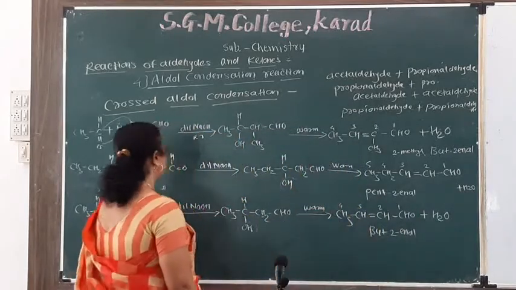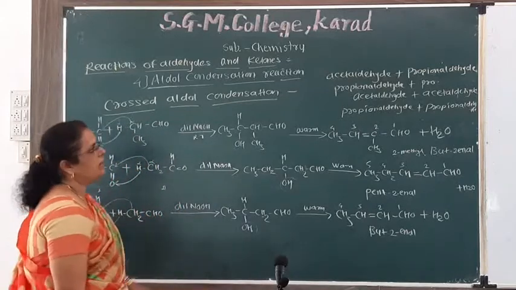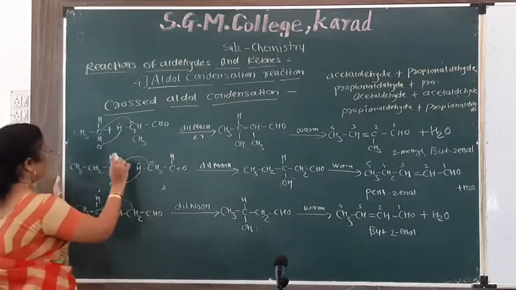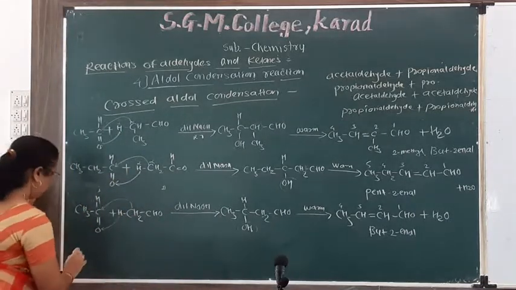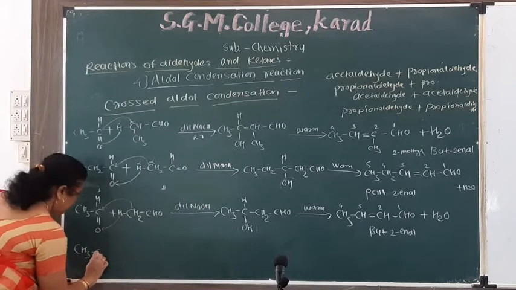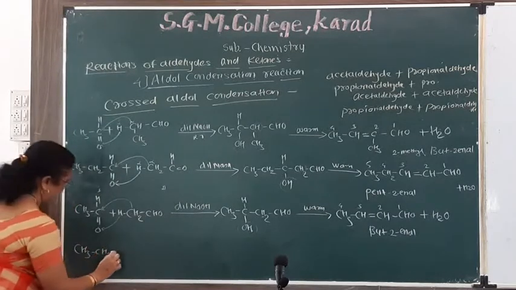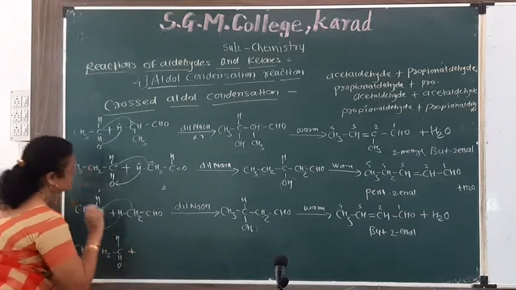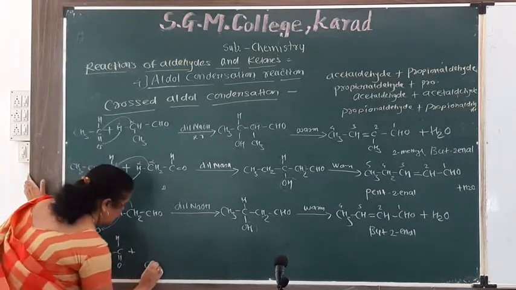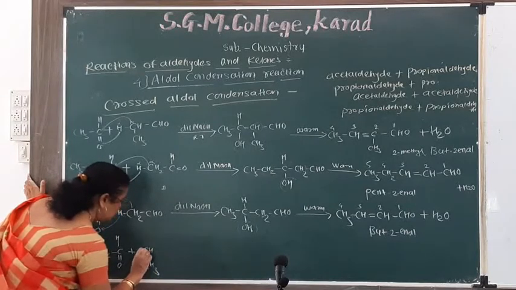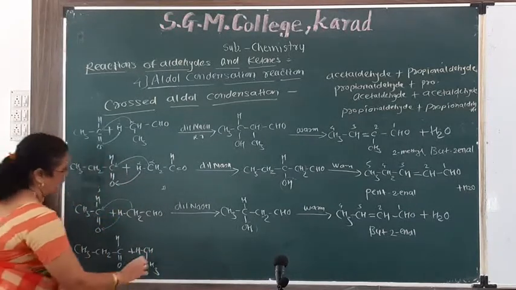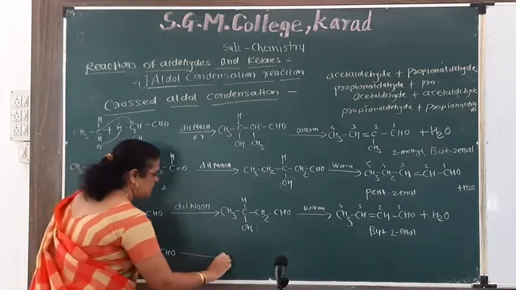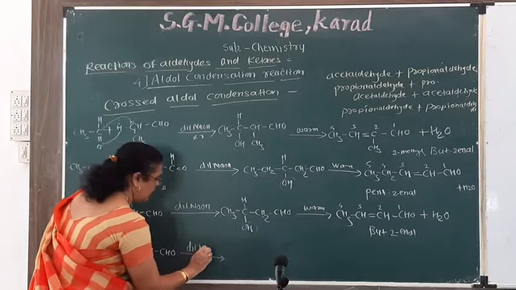Then next, acetaldehyde, then propanaldehyde and propanaldehyde. The last product is from propanaldehyde and propanaldehyde, that is CH3, CH2, CHO plus CH3, CH2, CHO in presence of dilute NaOH.